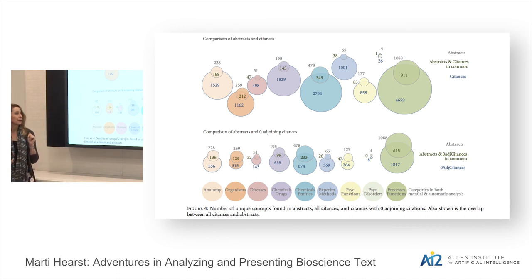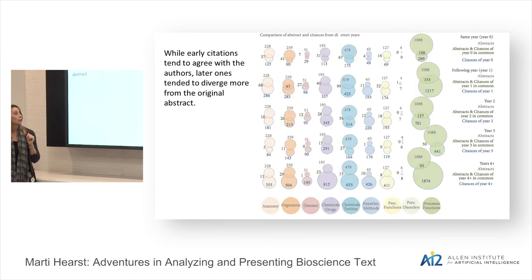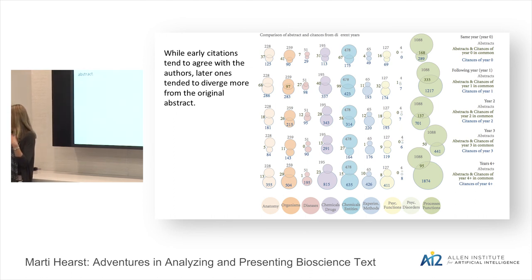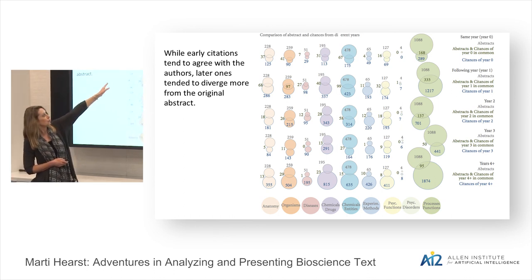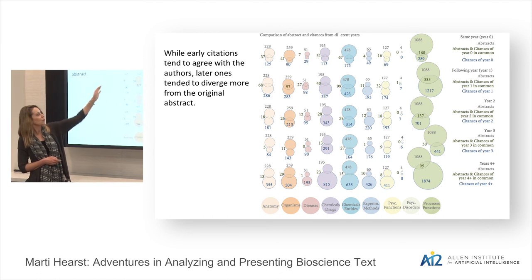And another really interesting thing that we found is the change over time. So while the early citations hewed more closely to what the authors put in the abstract, the later ones, there was drift. The top row shows the first year, or year zero, the same year as the paper was written.